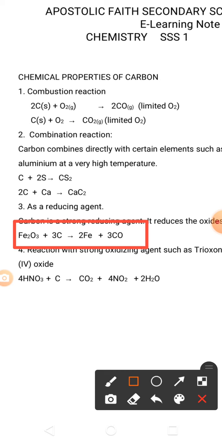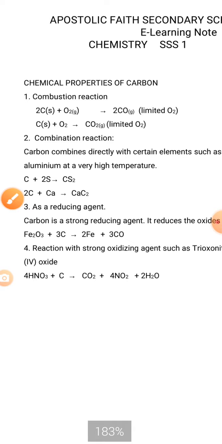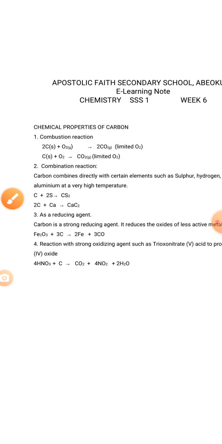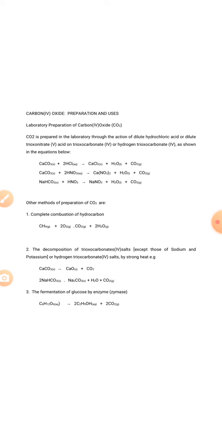And then number 4, reaction with strong oxidizing agents. I give you an equation there. Please take note of that as well. So those are the properties of carbon. Now let's go to carbon dioxide. We are looking at the different compounds of carbon now. We will start with carbon dioxide.